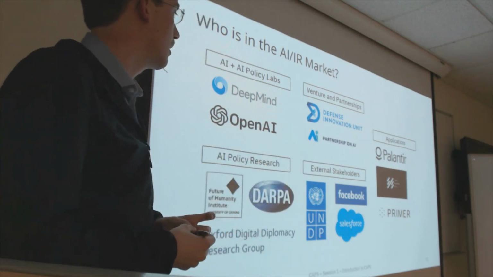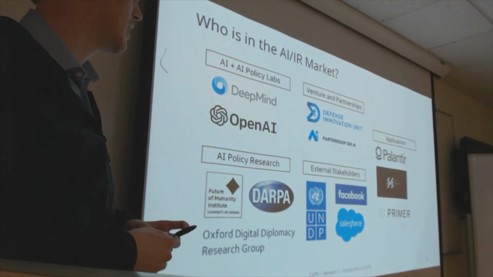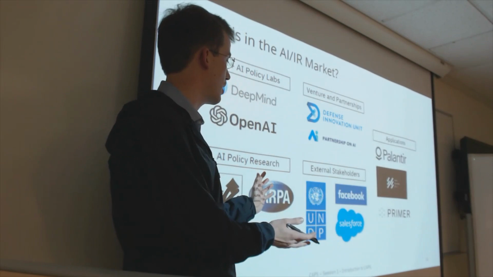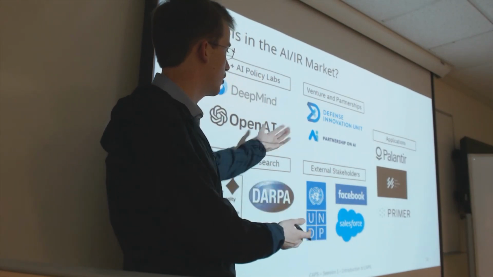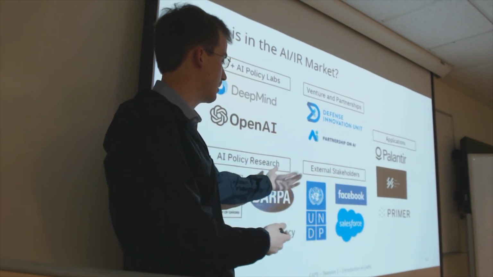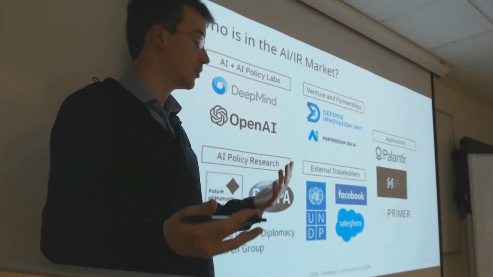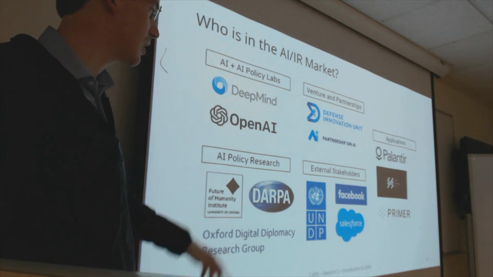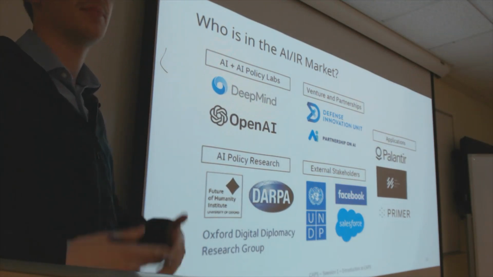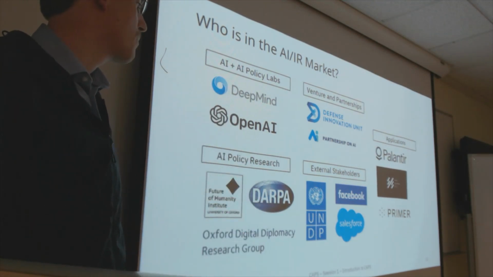So it's incredibly big and has a lot of momentum at the moment. And then there's a bunch of external stakeholders as well. The UN is also part of the Partnership on AI. I think their focus is specifically on looking at treaties to govern autonomous weapon systems. And Facebook and Salesforce also have dedicated AI policy teams, as well as research units.